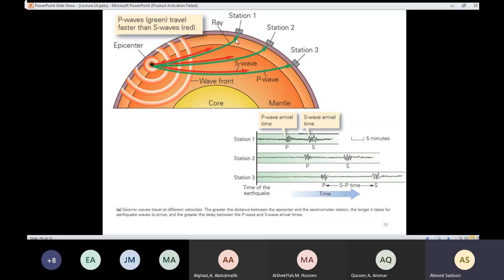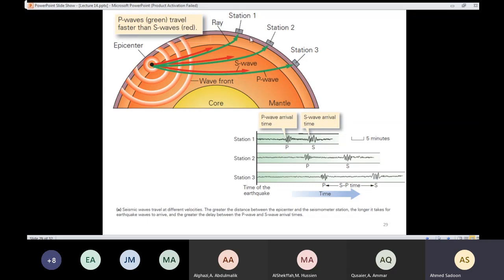So if you get the recording from station number 1, you are going to see in the recording machine the movement of the primary wave, and then you are going to see the movement of the secondary wave. So why am I going to see the primary wave first? Because we mentioned that the primary wave is the fastest wave. Actually, it is going to be 1.7 times faster than the secondary wave.